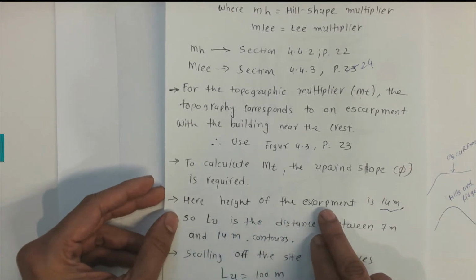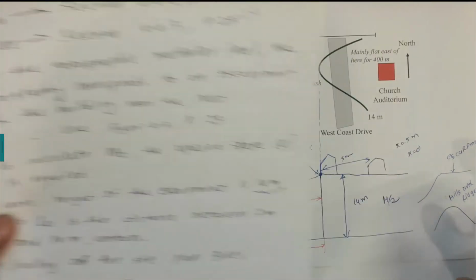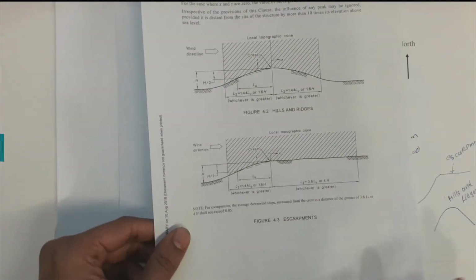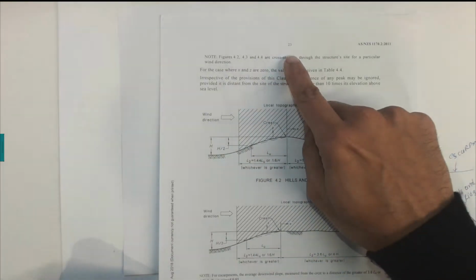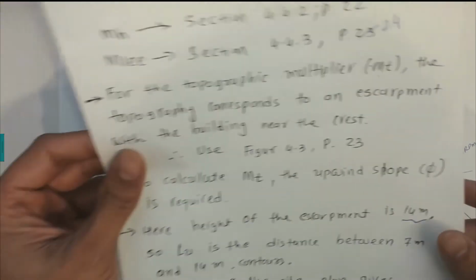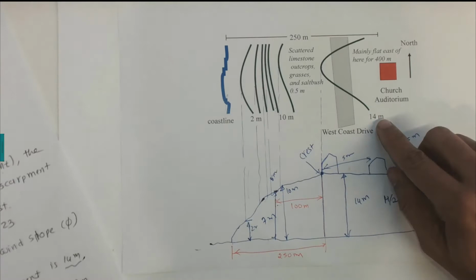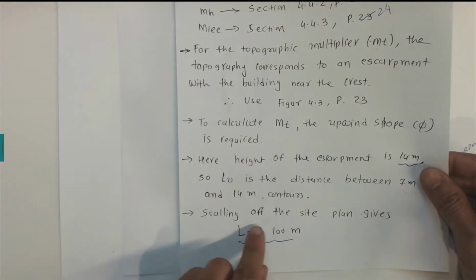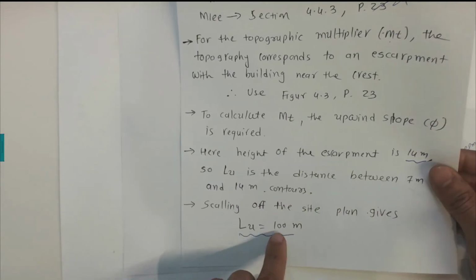Here the height of the escarpment is 14 meters. That is given here. Height is 14 meters with respect to the figure, figure number 4.3 on page number 23. It says that height h is equal to 14 meters, and it's again taken from this contour height, 14 meters. Scaling off the site plan gives LU equal to 100 meters.